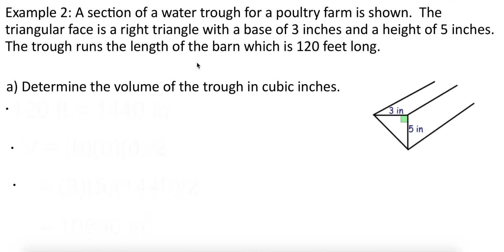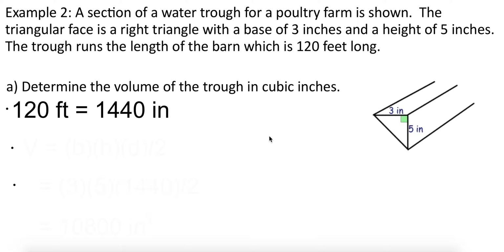Looking at an actual example here, suppose we had a poultry trough, a section of a water trough on a poultry farm. It's got a triangular face, which is what we were just talking about, and then it's really long. It's 120 feet long, but it's only 3 by 5. So what we need to do first is change that 120 feet to inches, so we have a common unit throughout. So we've got 12 times 120 gives us 1,440 inches.